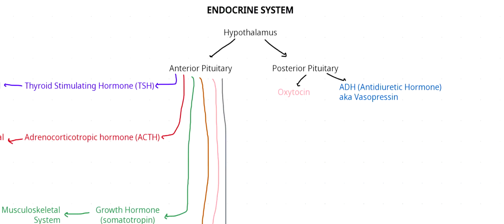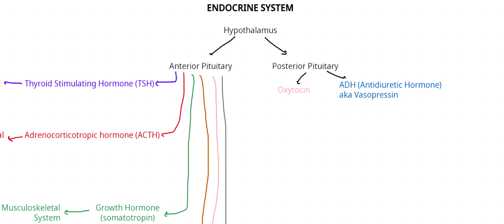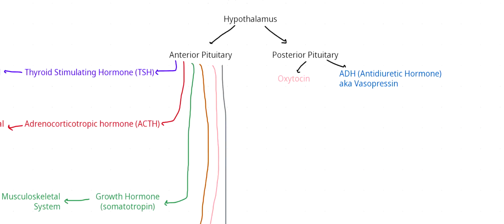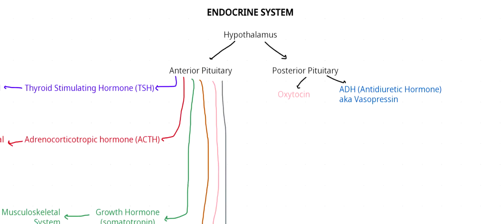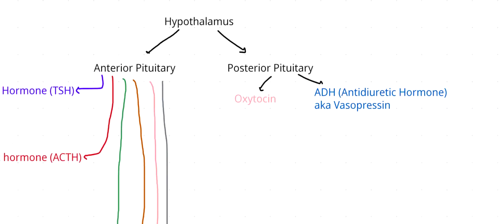So we'll start with basically the brain, right? So the hypothalamus releases certain hormones that trigger either the anterior pituitary or the posterior pituitary to release certain hormones. So let's start with the posterior pituitary. So posterior pituitary, it actually doesn't secrete hormones, it just releases hormones, okay?